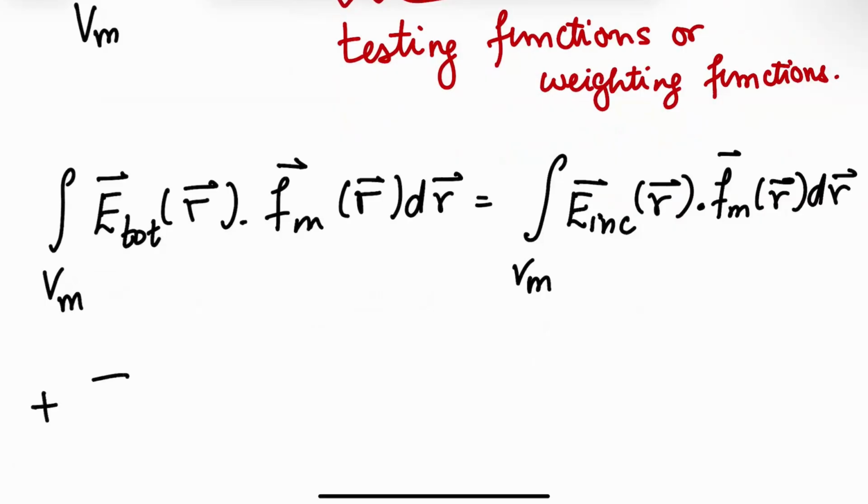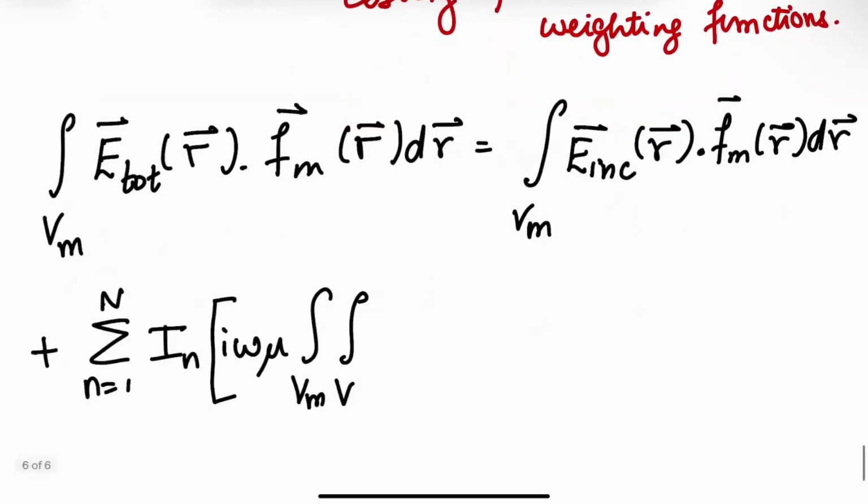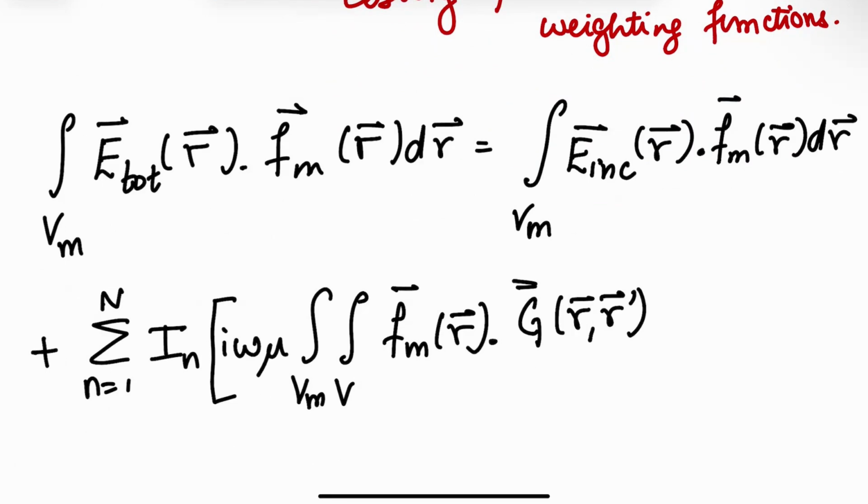plus the summation n equal to 1 to N of i omega mu, put this in a box. You have two integrals now over two volumes. One volume over the testing function and one volume over the basis function. Fm of r dot Green's function G of r comma r prime, Fn of r prime, dr prime, dr.